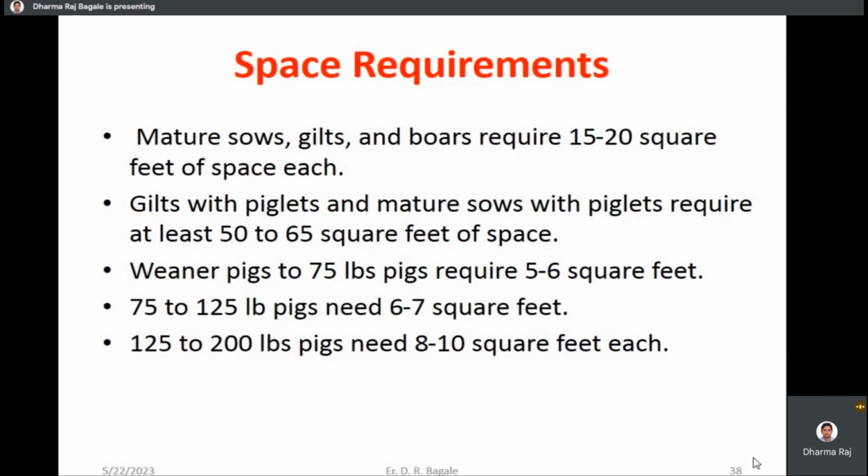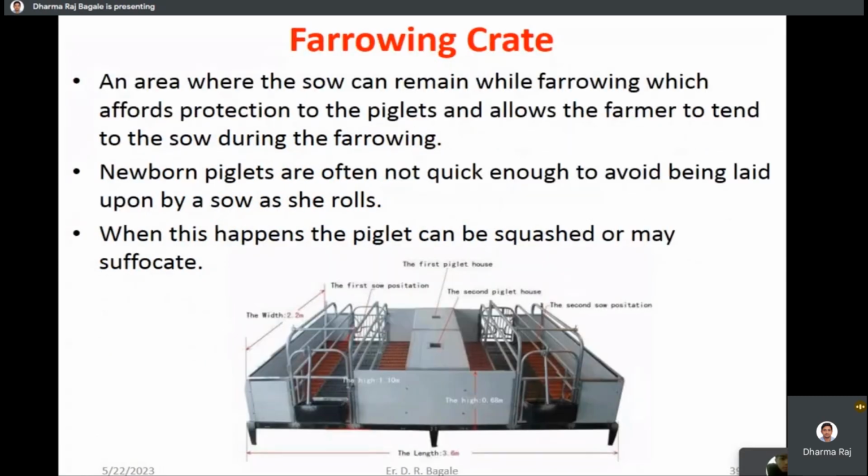square feet, and as the piglets increase in weight and size, they also require more space, from 6 to 7 square feet, and in the last final stage they require 8 to 10 square feet for each animal. And here is one of the diagrams for the farrowing crate, and this farrowing crate is the place where the sows give birth to their piglets.